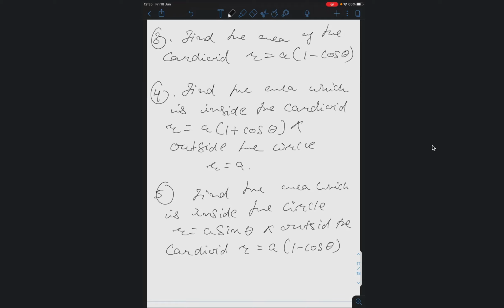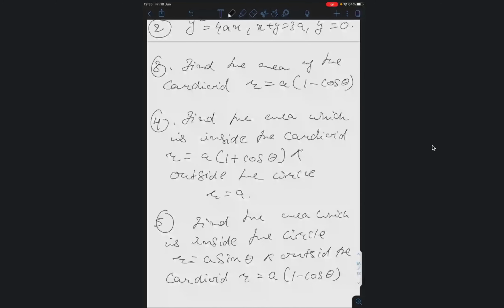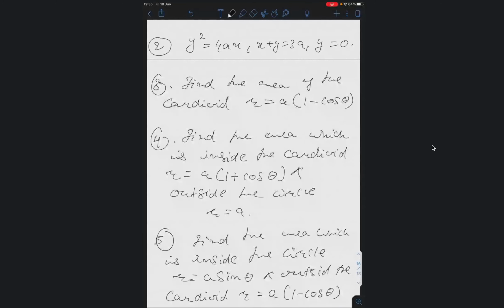So will you be able to solve these problems? Yes, ma'am. We have discussed this now. You can draw circles, you can draw your cardioids and find the region. In the last question, it is inside the circle, outside the cardioid. That will be the region. Whereas in the previous question, it is inside the cardioid, outside the circle. So be careful while drawing the graphs here.